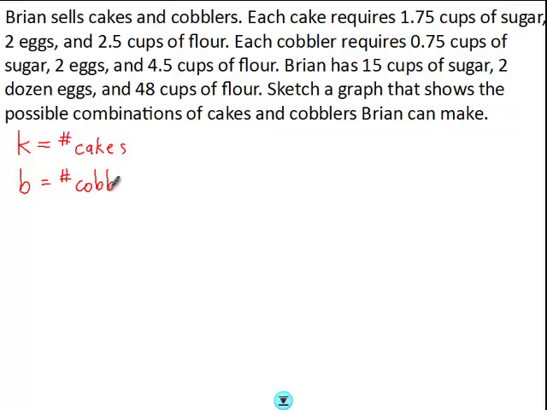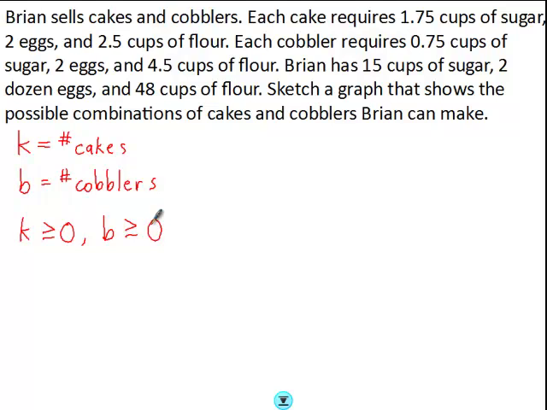So once we've defined the variables, we can begin writing the constraints. The only variables we're going to use when writing our constraints are K and B. As always, we start with the extremely obvious. Namely, Brian cannot make any less than 0 cakes. So K has to be greater than or equal to 0. Nor can he make any less than 0 cobblers. So B is going to be greater than or equal to 0.